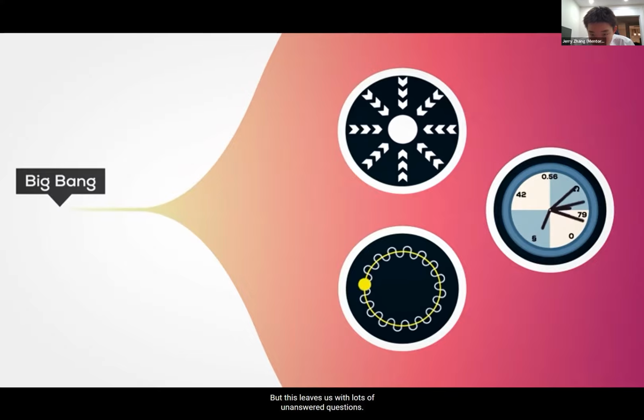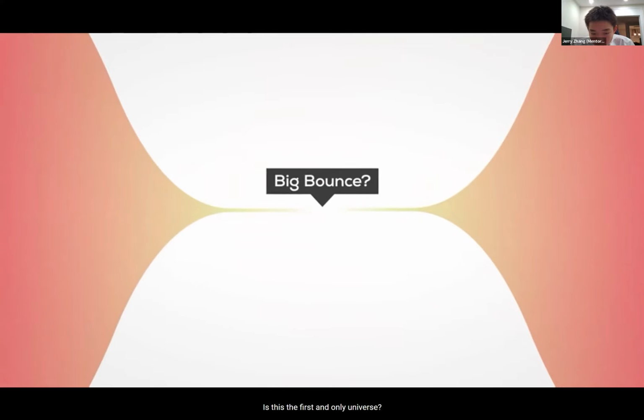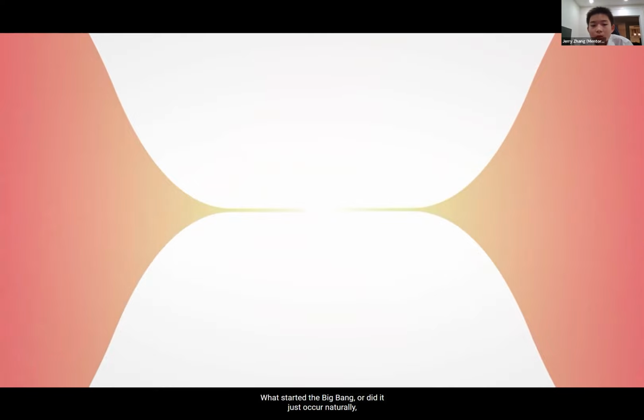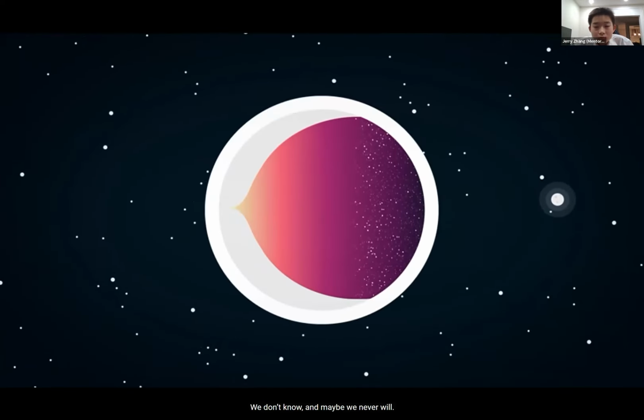But this leaves us with lots of unanswered questions. Were there universes before our own? Is this the first and only universe? What started the Big Bang, or did it just occur naturally based on laws we don't understand yet? We don't know, and maybe we never will.